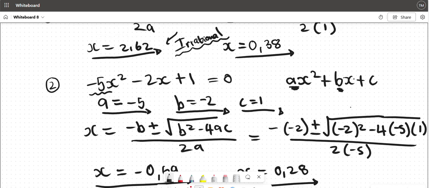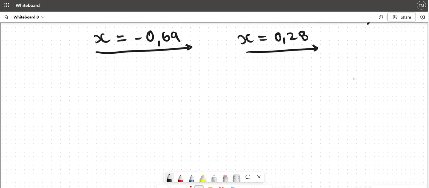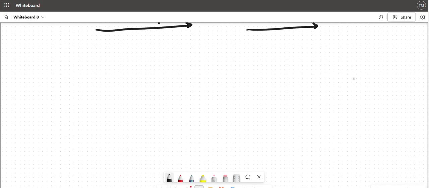Right, then let's do another one that is slightly harder than these 2 that we've looked at already, but also cannot be factorized.